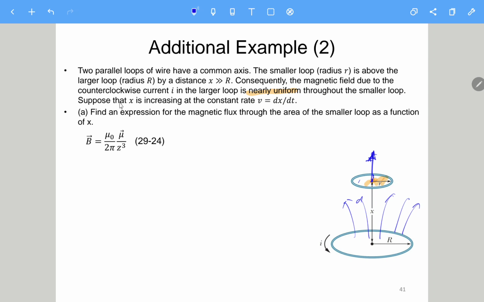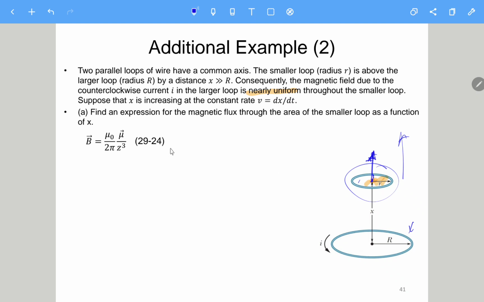Okay, so here it asks you, suppose that x is increasing at the constant rate v equals dx/dt, which means that this one is moving upward, or maybe this one is stable and this one is moving upward with a constant velocity v, a constant speed. Find an expression for the magnetic flux through the area of the small loop as a function of x.